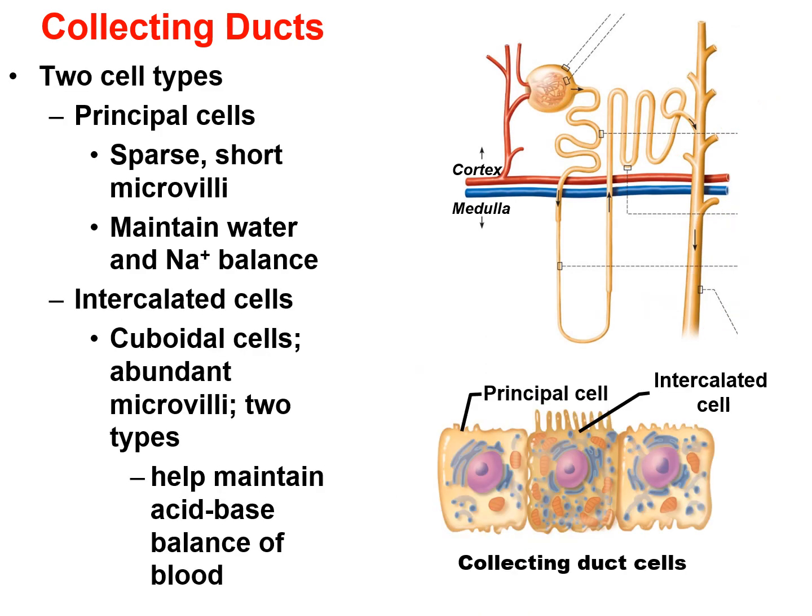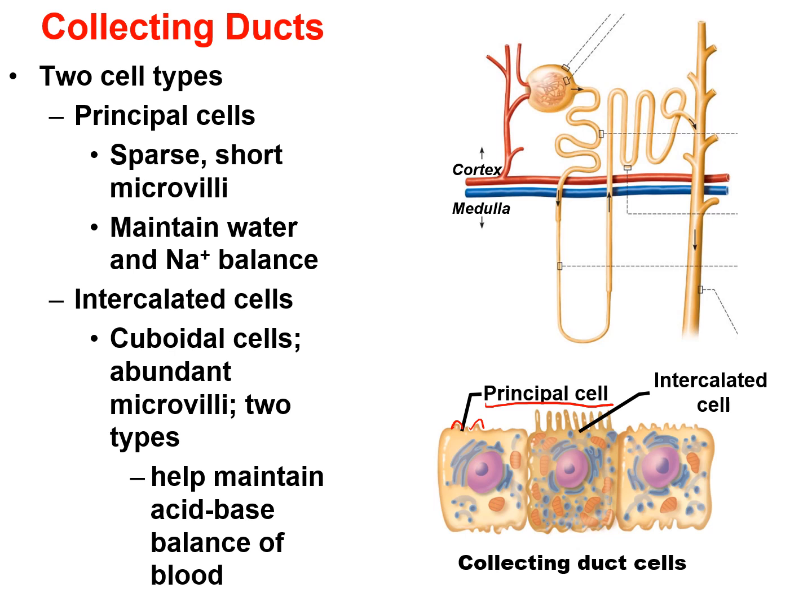And if you look at the cells that make up the collecting ducts, there's going to be two different cell types that are going to be found. The first cell type is called a principal cell. Principal cells are going to have very few really short, nubby microvilli. And so they don't have many microvilli, and the ones that they have are going to be pretty short. But the principal cells are going to be important for maintaining water and sodium balance.